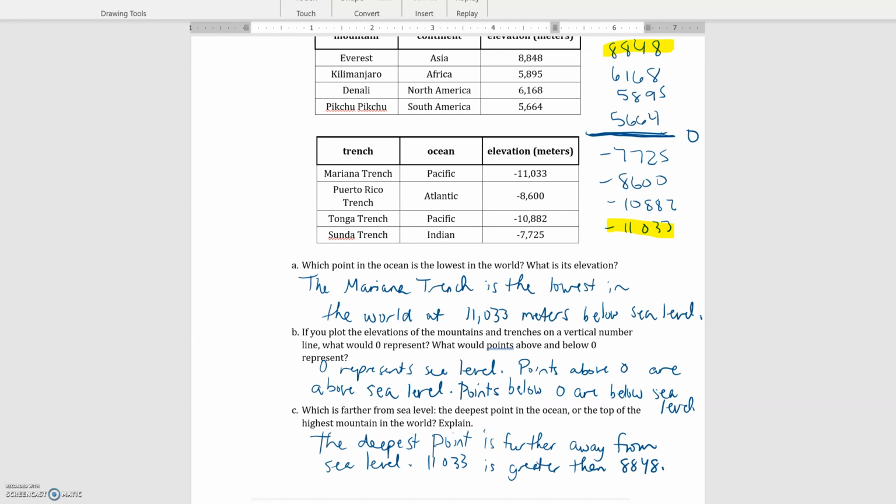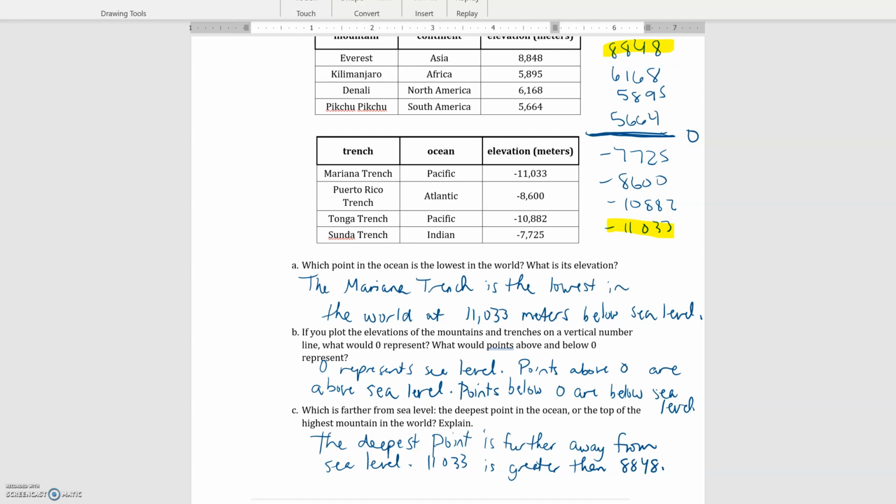Here are the answers for A, B, and C. The Mariana Trench is the lowest in the world at 11,033 meters below sea level for letter A. For letter B, 0 represents the sea level, and points above 0 are above sea level, points below 0 are below sea level. And then for C, it's asking you which is further, the deepest point in the ocean or top of the highest mountain. The deepest point is further away from sea level because 11,033 is greater in value than 8,848.